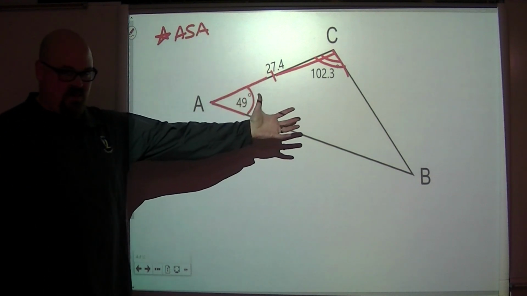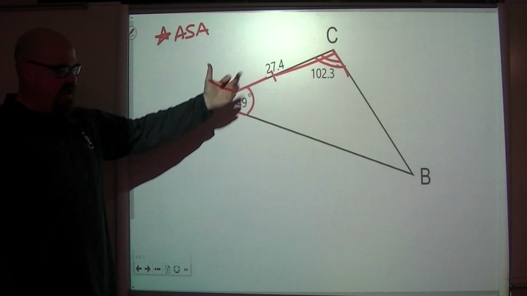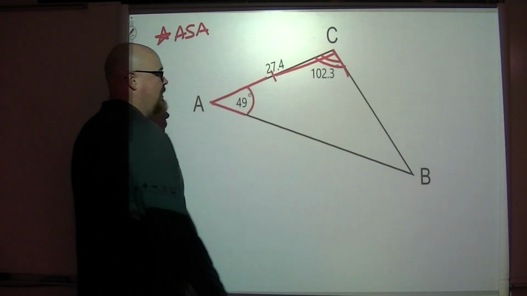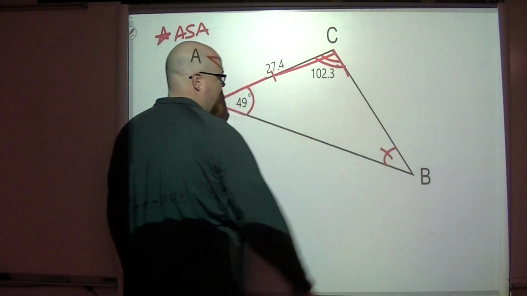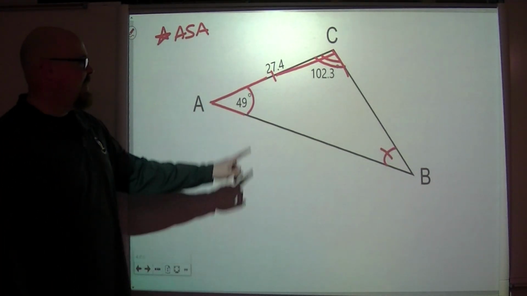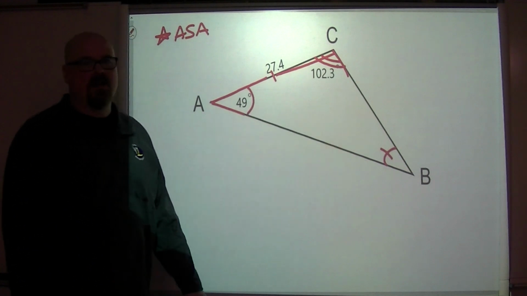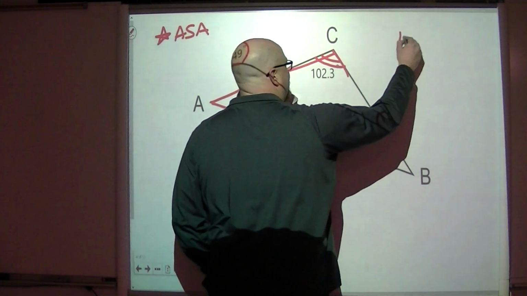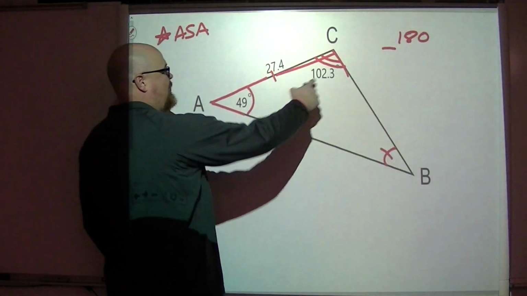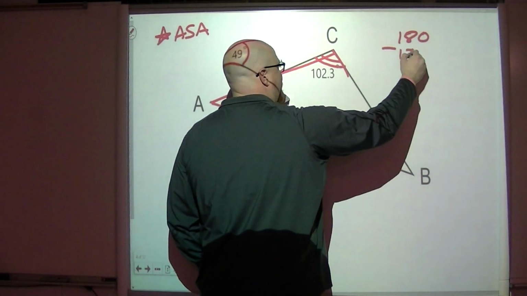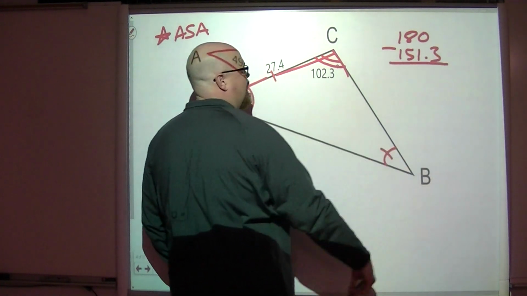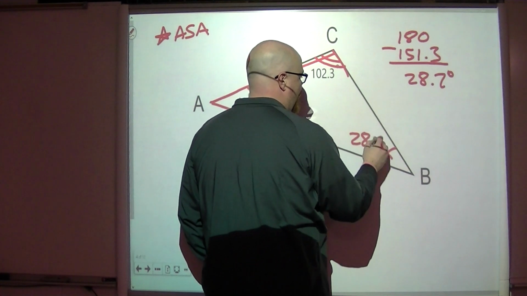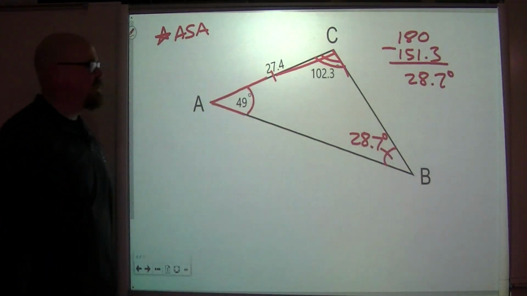If you want to find the rest of the information here, we can use the law of sines to do that. Now there's one thing we can do without using the law of sines. I can find this angle right down here. Because I know two of the angles, I can find the third angle by finding the difference between those and 180 degrees, so that would be 180 minus. If you add these together, you get 151.3, and the difference of those is 28.7 degrees. So this is 28.7 degrees down here.